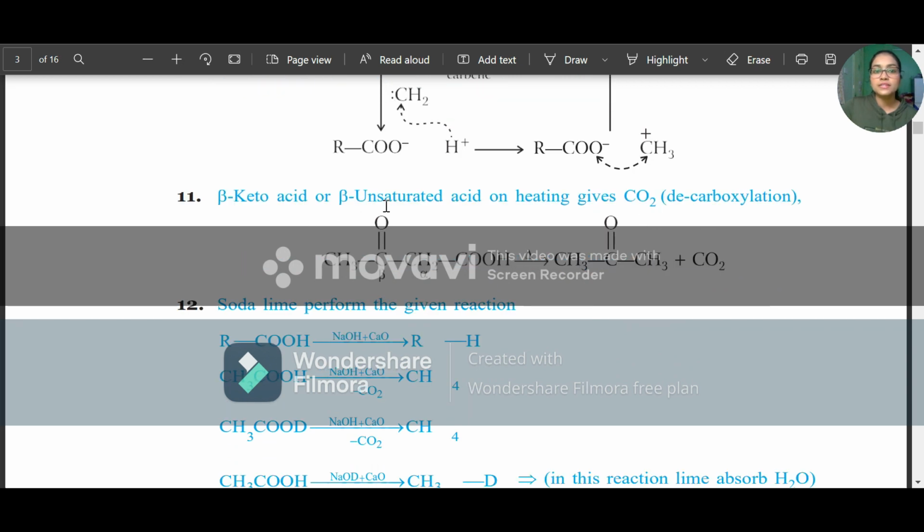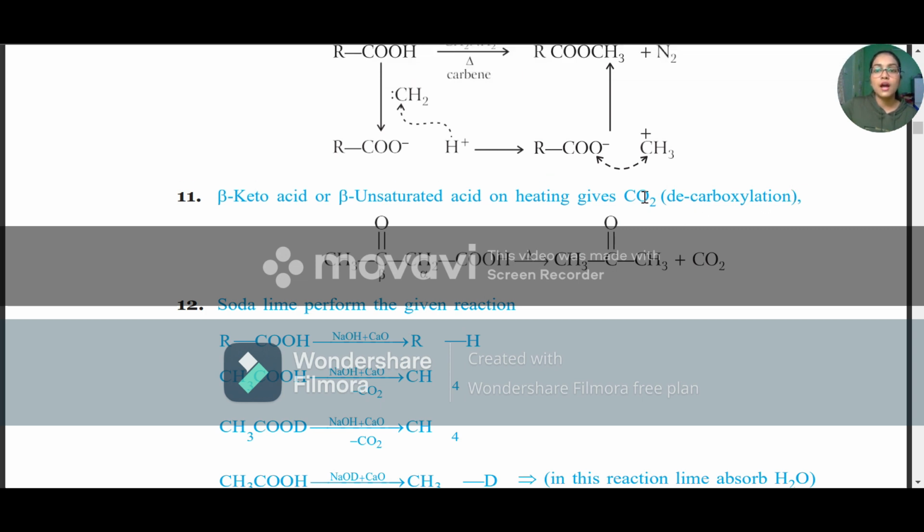Beta keto acid or beta unsaturated acid on heating gives CO2, that is decarboxylation. Decarboxylation means removal of carbon dioxide. Now this is CH3, CH2, COOH. So this is the beta position. We see the ketone group of the carboxylic acid. So when we heat it, the CO2 is removed and we get acetone.